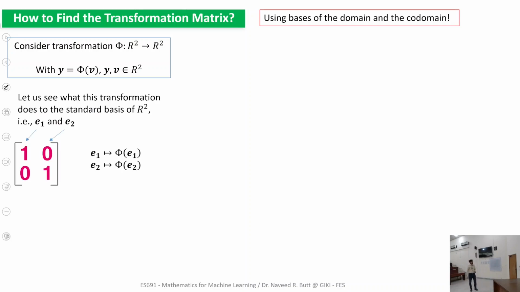Let's see what this transformation does to the standard basis of R2. यानी ये जो स्टैंडर्ड बेसिस है R2 के, 1 0 और 0 1, राइट. उसके साथ क्या करती है, उससे हमें हिंट मिलेगा कि इसने बाकी वेक्टर्स के साथ क्या करना है, ठीक, क्योंकि ये वेक्टर्स रिप्रेजेंटेटिव हैं, they represent the whole space, right. So whatever happens to them has a clue for what will happen to other vectors, yeah.